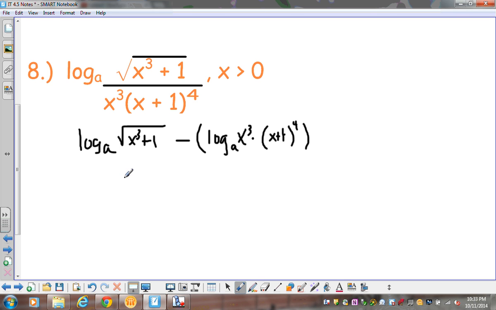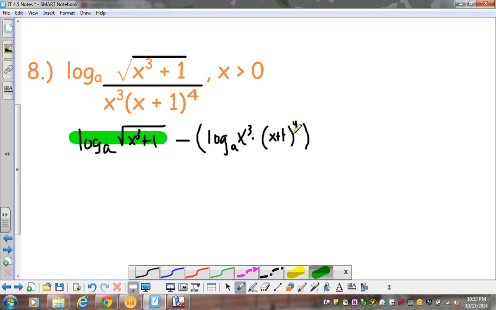Once again, let's do one piece at a time. I'm going to work with this piece right here, and not the rest of it yet. I've got the square root, so I want to raise that to the 1/2 power. So log base a of x cubed plus 1, raised to the 1/2 power, minus. I'm going to highlight that piece in the same color so you know.